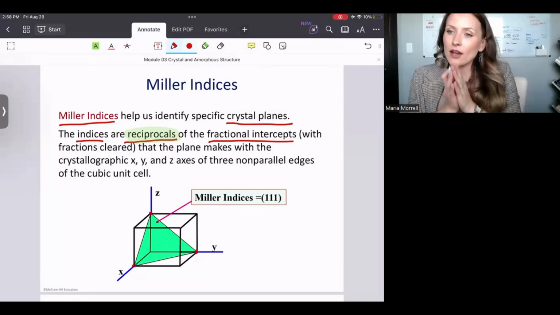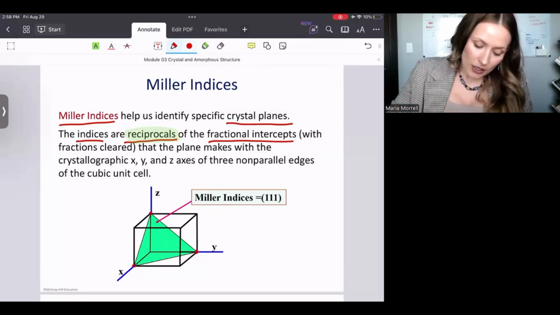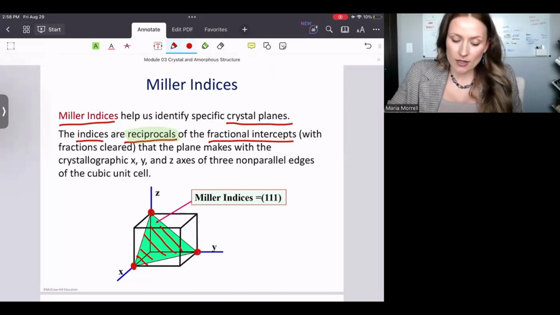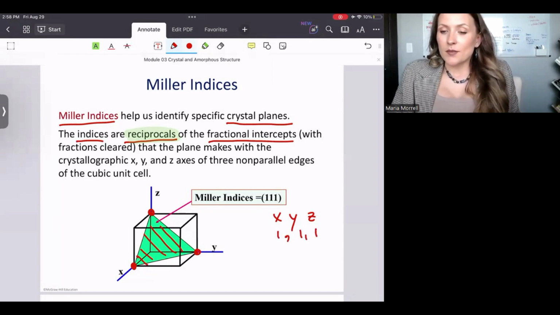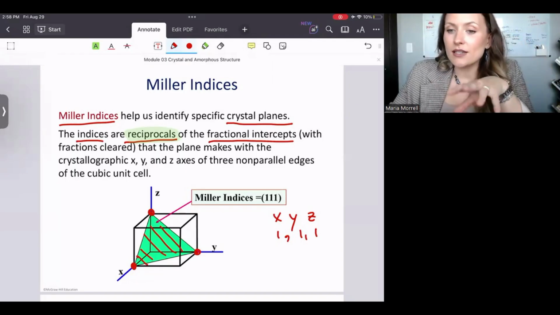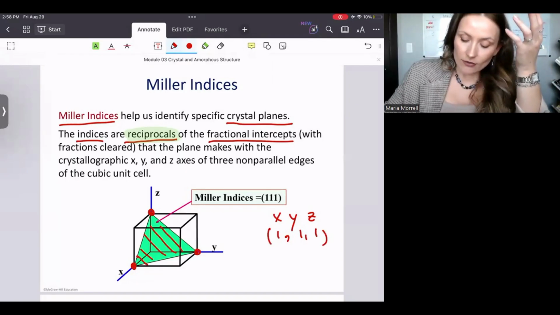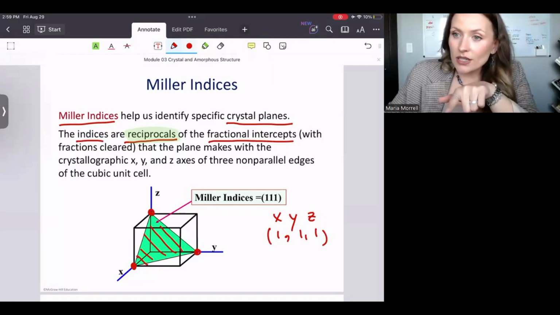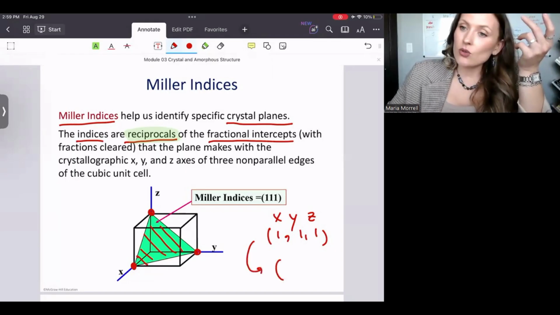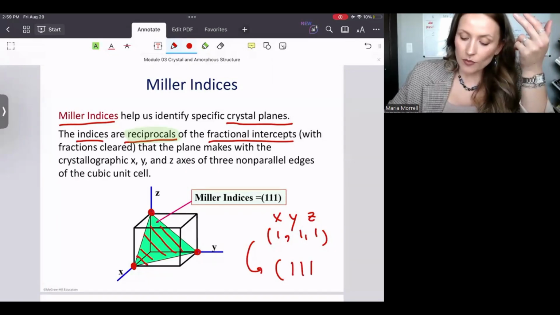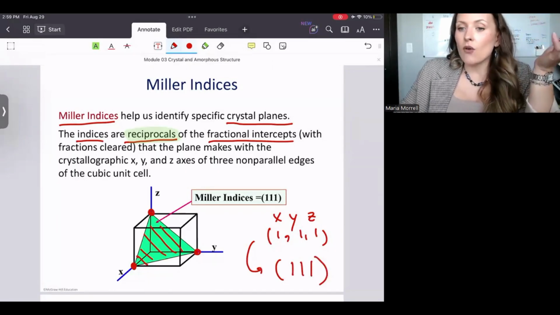Okay, so once I have my plane, if you look at this plane right here that is highlighted by green, I need to identify the intercepts. And the intercepts are actually very easy here for x, y, and z. The intercepts are 1, 1, and 1. That's very easy. You already see that the answer is 1, 1, 1. But this is not enough. Then you need to take the reciprocal of those intercepts, and for this particular case, it happens to be the same. This is why the next step is that we use parentheses, no commas, for planes. And so the answer is 1, 1, 1.